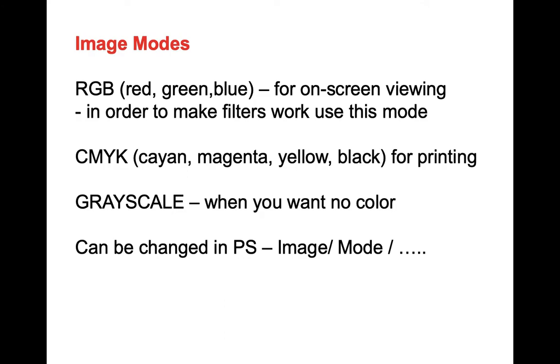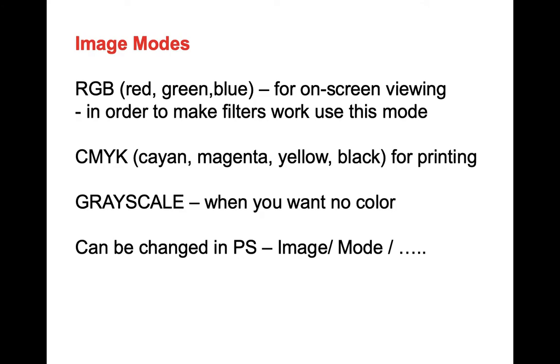In terms of image modes, you should go to image mode and check what format you currently have. In the menu, you just have to go to Image on top and then Mode. This is where you can check what you currently have, and this is where you can change it. RGB mode is for on-screen viewing, and in order to make your filters work, you should use this mode.